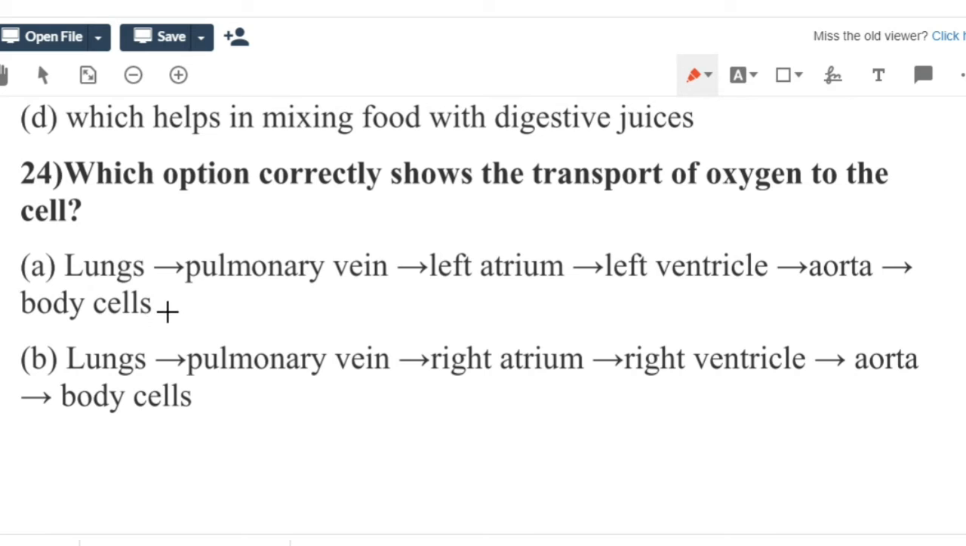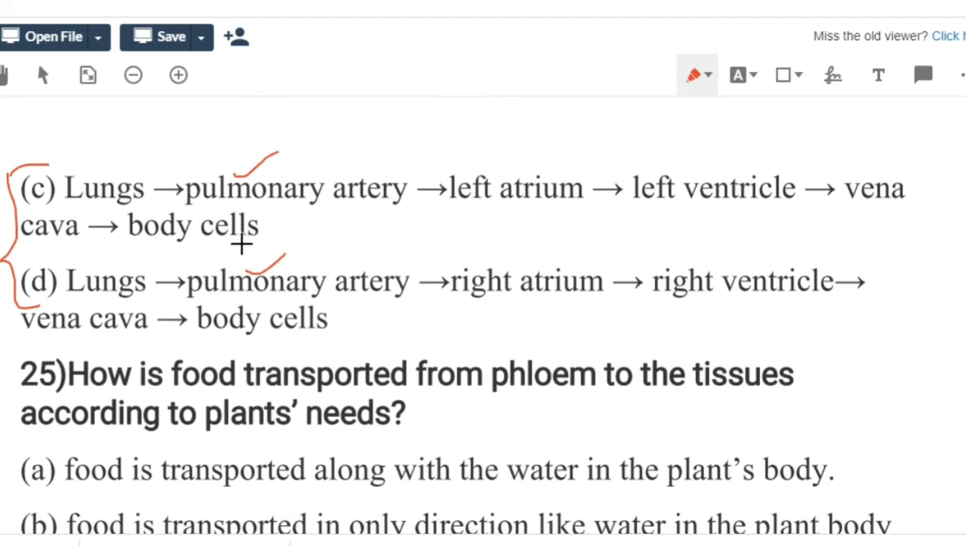So let's check the other two options. Lungs, pulmonary vein, left atrium, left ventricle, aorta, body cells. Lungs, pulmonary vein, right atrium, right ventricle, aorta and body cells. Now we all know that the deoxygenated blood from various parts of the body enters into the right atrium from the vena cava, superior and inferior vena cava. So obviously this is not the option. So the option has to be A. Lungs, pulmonary vein, left atrium, left ventricle, aorta and body cells.